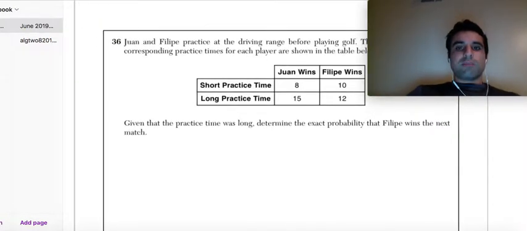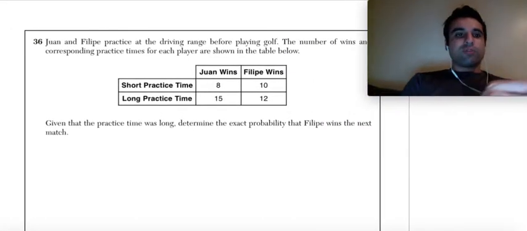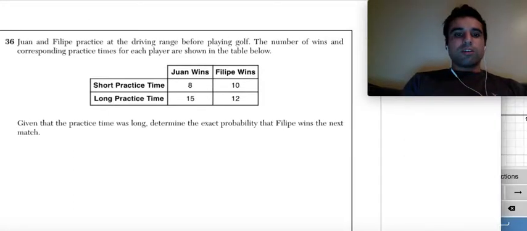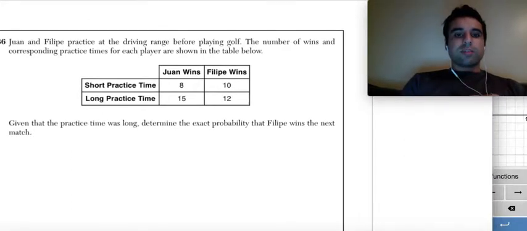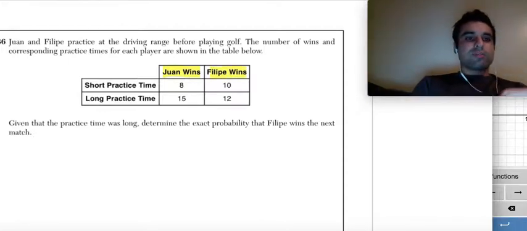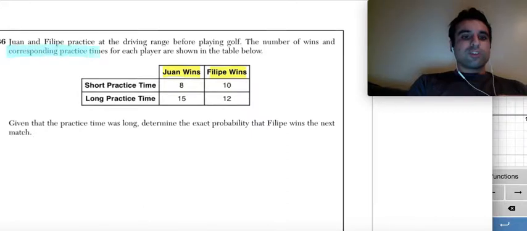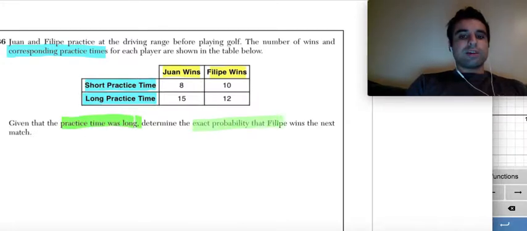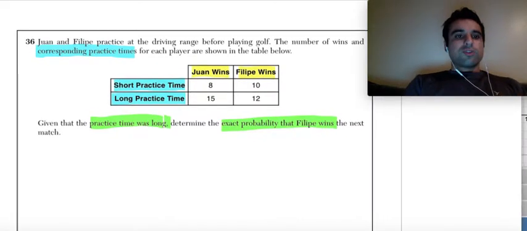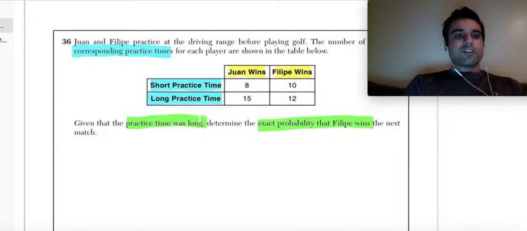Juan and Felipe practice at the driving range before playing golf. The number of wins, that's going to be right here, Juan winning or Felipe winning, and the corresponding practice times, which could be short or long, for each player are shown in the table below. Given that the practice time was long, determine the exact probability that Felipe wins the next match. Okay, so whatever's the given, guys, that's your condition.